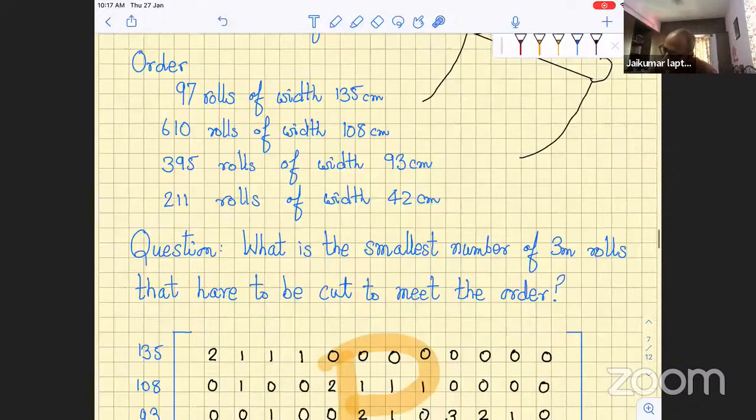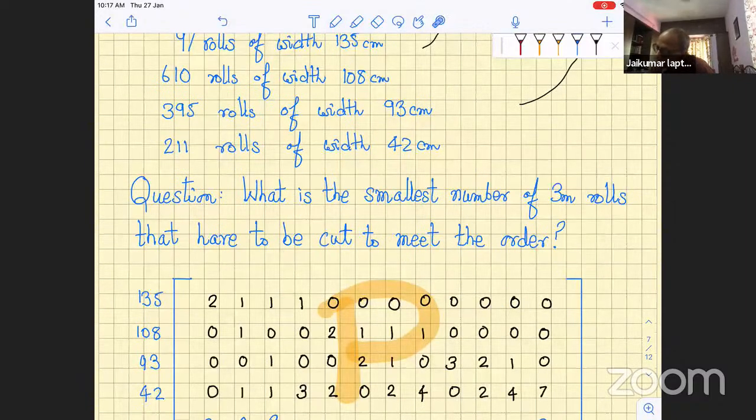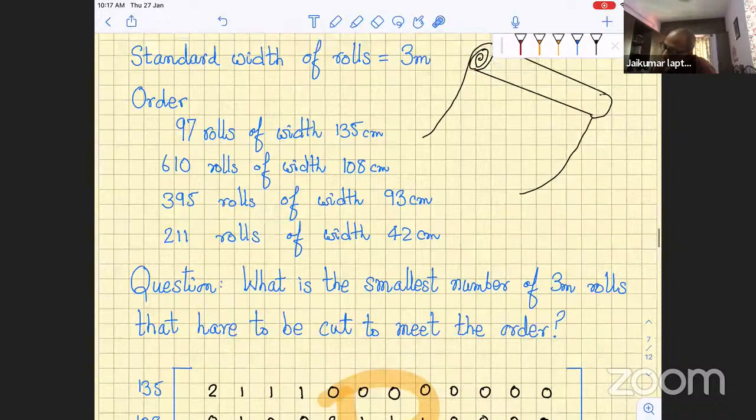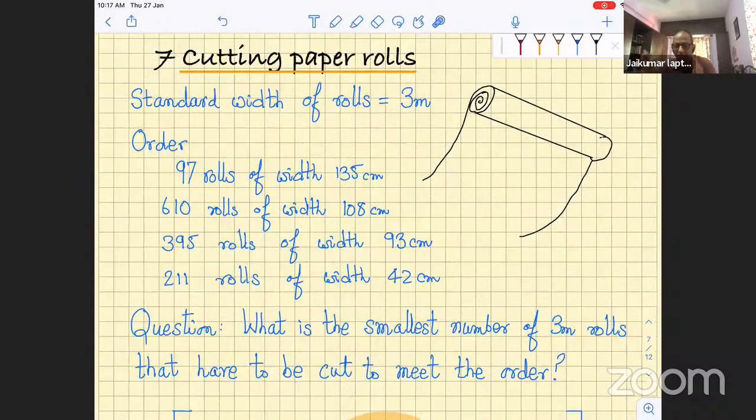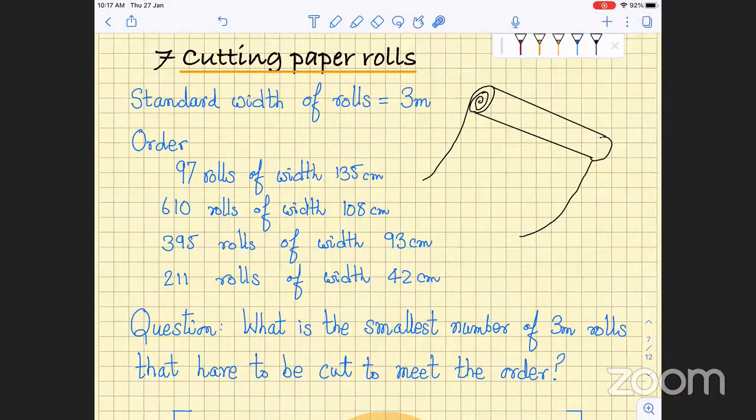So, sorry, I have written it here. What is the smallest number of 3-meter rolls? Rolls come in standard sizes of 3 meters. You want to know the smallest number of 3-meter rolls so that from them you can somehow cleverly cut out pieces so that in the end you have the right number of rolls of these dimensions. Basically, you have some lanes and you have to partition some points on them so that it will give the desired quantities, right? Correct, correct.